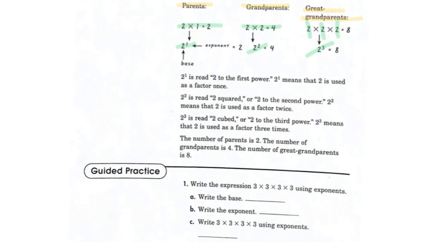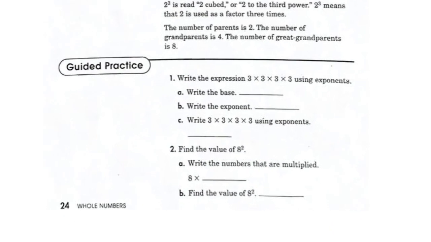So when you come down here on your guided practice, it says, write the expression 3 times 3 times 3 times 3 using exponents. Write the base. Well, our base is 3. Our exponent is the number of times it's multiplied together, which is 4. So we write our base, which is 3, and our exponent, which is 4. Notice how my 4 is very distinctively smaller and up higher.